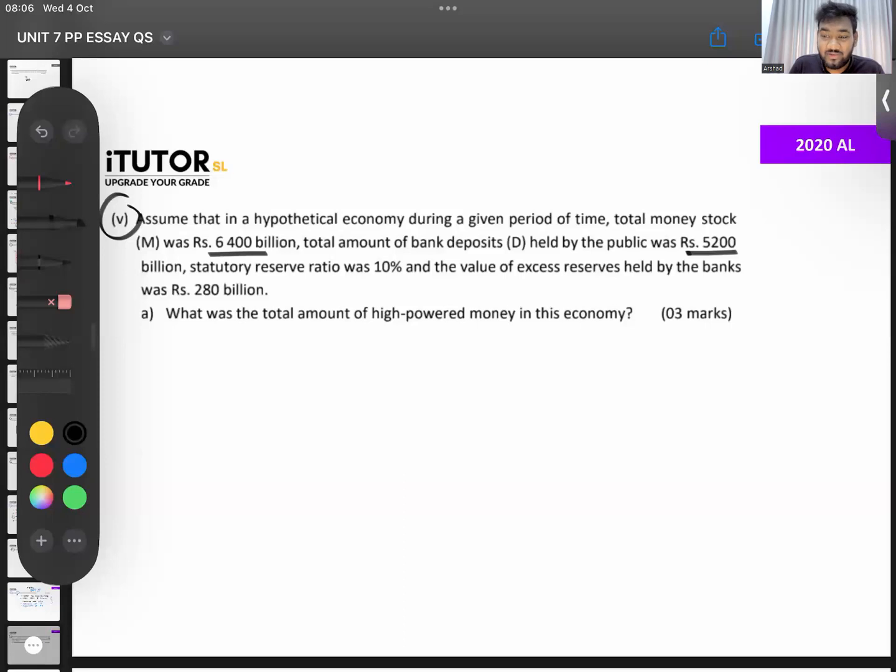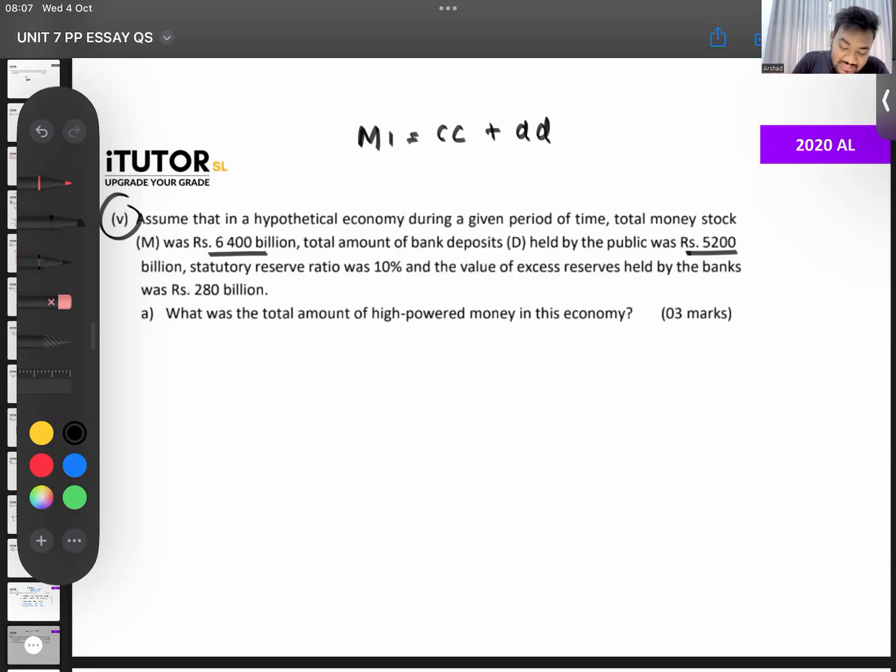Even without reading the next part of the question, what has to come? The currency held by the public. Now remember, money supply M1 is currency held by public plus demand deposit. So even in your conscious mind, this has to run. You don't have to write this anywhere.